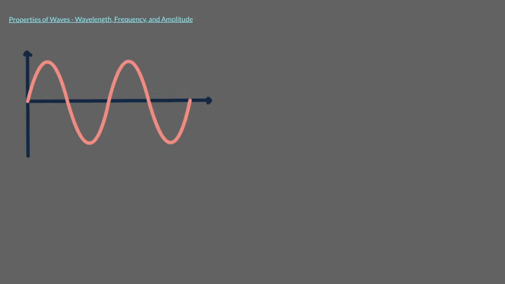In this video, we're going to learn about waves and 4 of their properties. Waves can be represented by a graph, such as this one. The first property we're going to talk about is wavelength, and we use the Greek symbol lambda to denote wavelength.